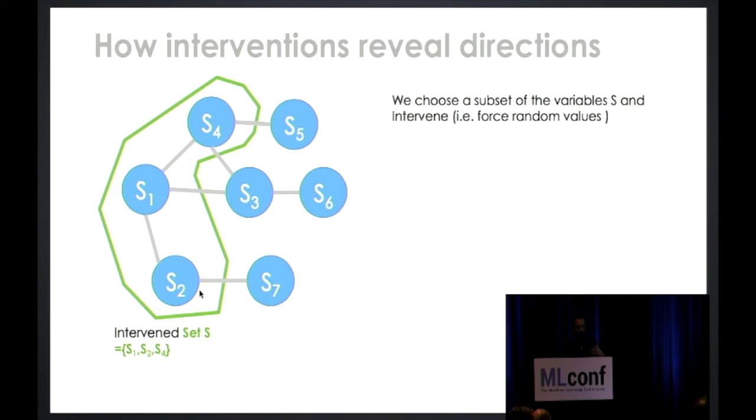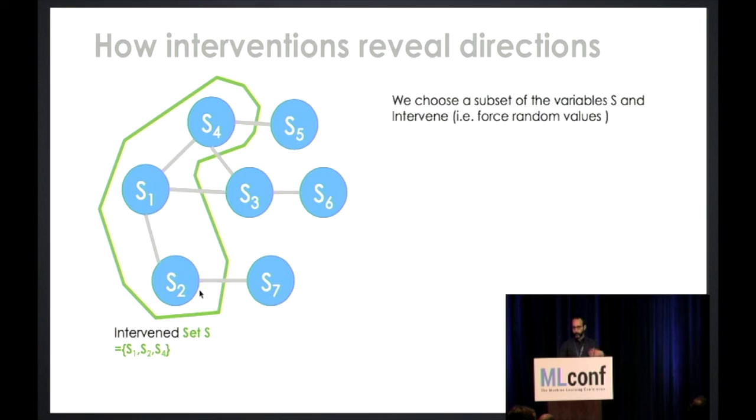Okay, so then you choose a set and you intervene. Here I have the green set, the variables S1, S2, and S4. Intervening means you randomize S1, S2, S4, and set them to random values, you collect more data, you run conditional independence tests again, you rerun the PC algorithm, and you're going to learn some directions.